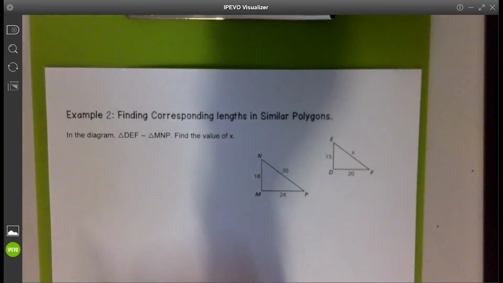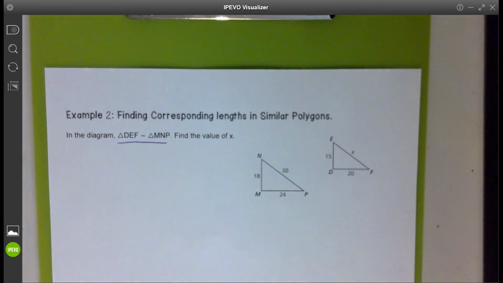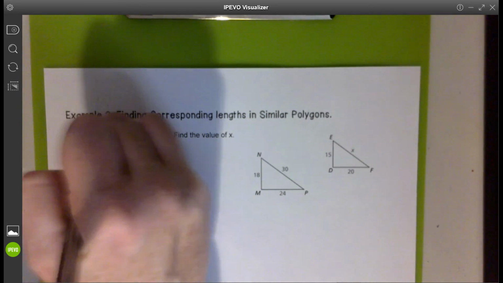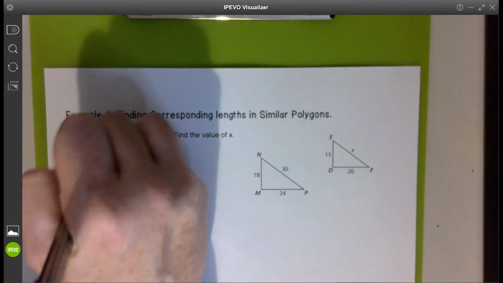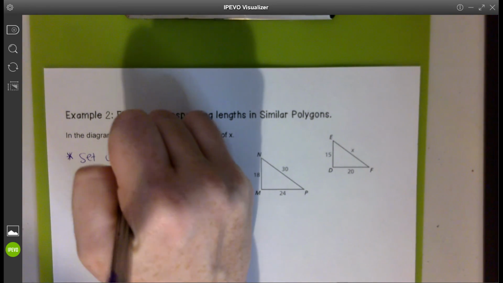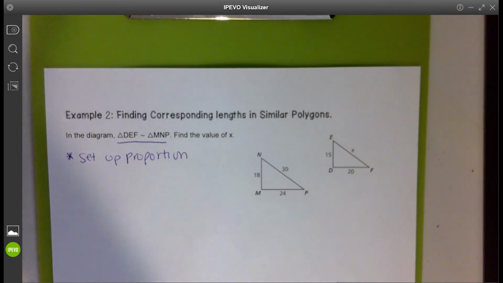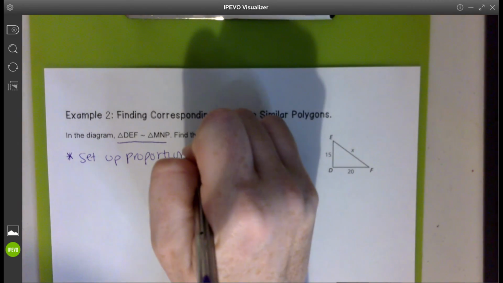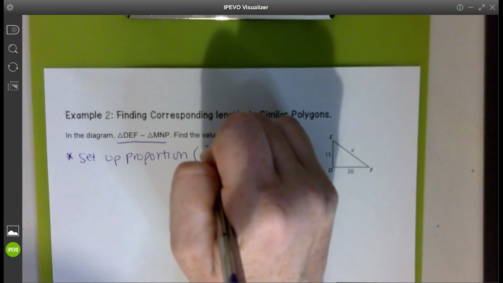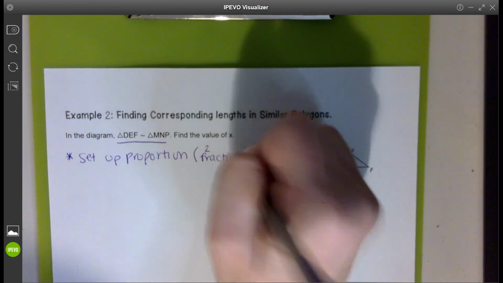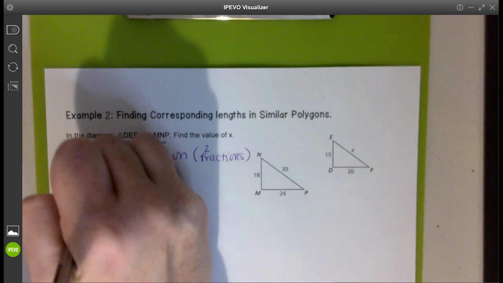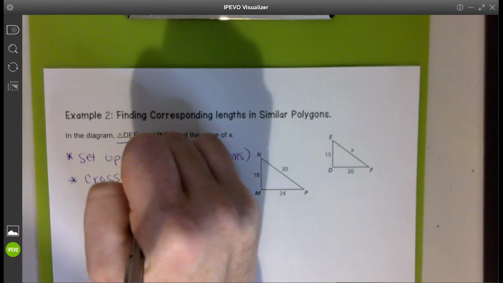What that means, this statement tells us a lot of information. It tells me that my angles are congruent. It tells me my sides are proportional. So I know my sides should match. So we are going to use a proportion to help us. We are going to set up a proportion. Now, there are 3 sides, but for a proportion, we only need 2 fractions for that. So we don't need all 3 sides to help us. And then we are going to cross multiply and solve.